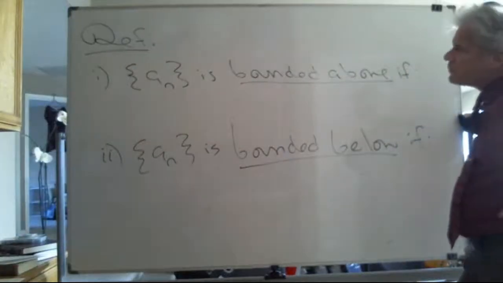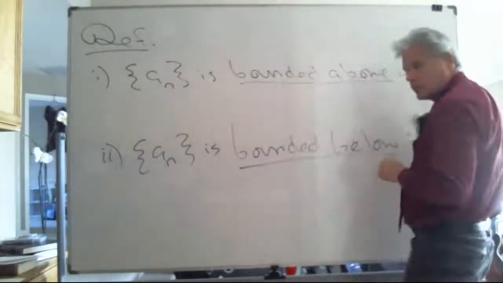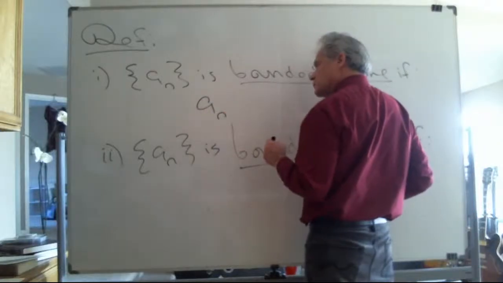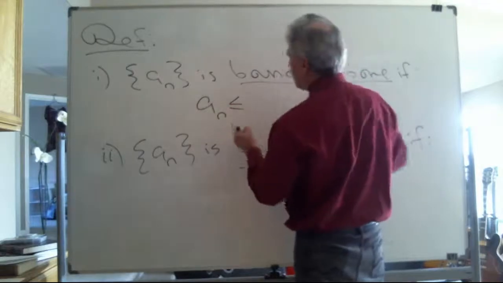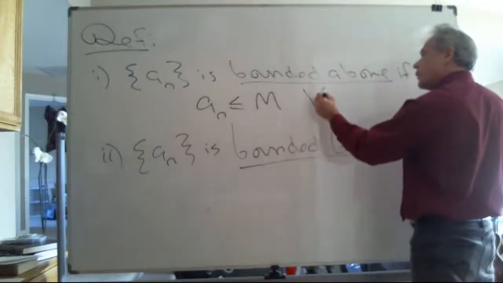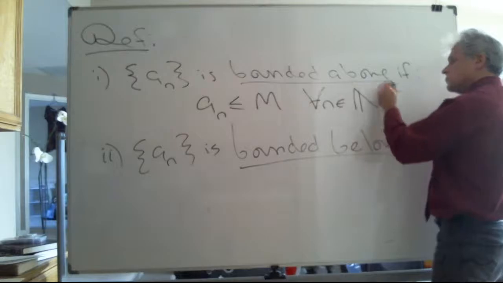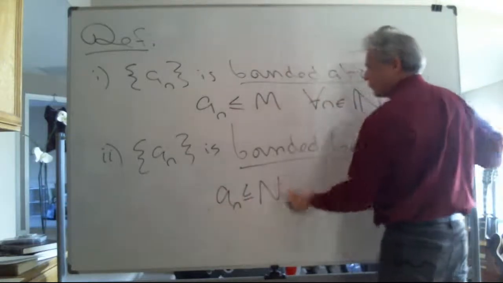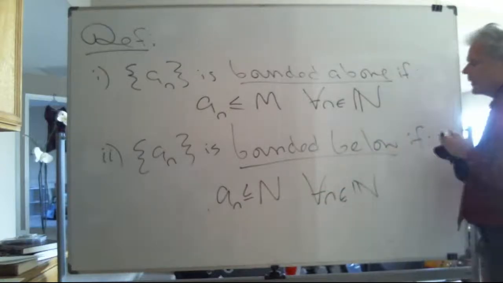More definitions. We will say that an infinite sequence is bounded above or bounded below, provided that no matter what lowercase n is, this term right here is no bigger than some number, say big M. Can't be true sometimes, got to be true for all values of lowercase n. Likewise, this has to be true for all lowercase n, if indeed the sequence is bounded below.